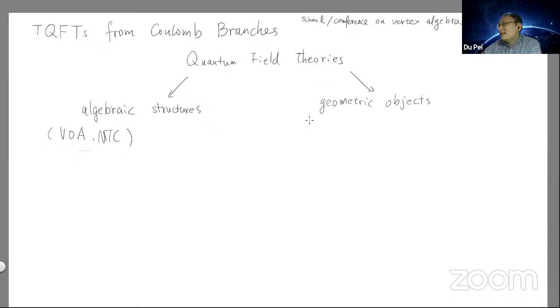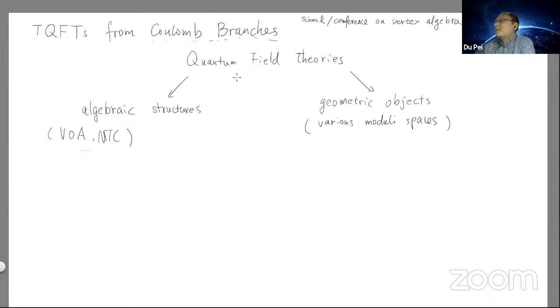And indeed, quantum field theories often encode some rich geometric structures. There are various moduli spaces that you can associate with quantum field theories. One of them is the Coulomb branch in the title that we'll get to later.